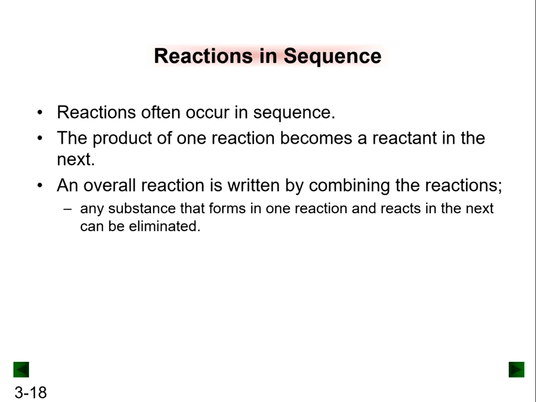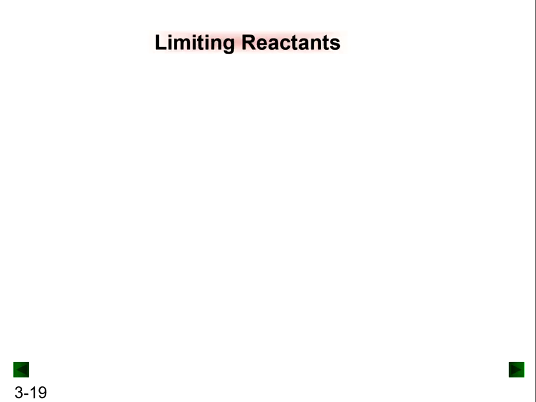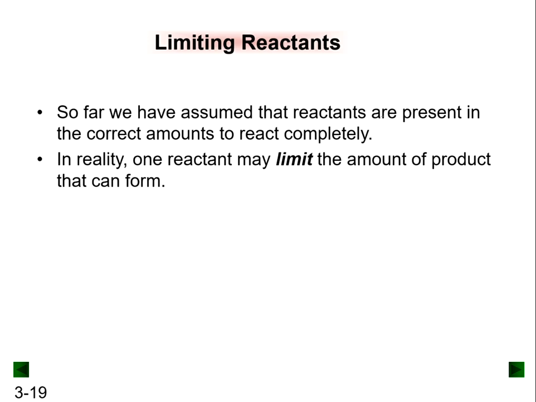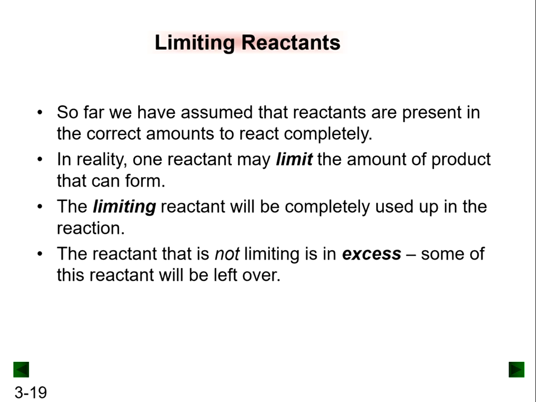Now, we talked about more complex situations when things aren't just simple one-step reactions. We can have reactions in sequence where one reaction is followed by a second reaction, where the products of the first reaction become the reactants of a second reaction. We also looked at reactions where we have what we call a limiting reagent.